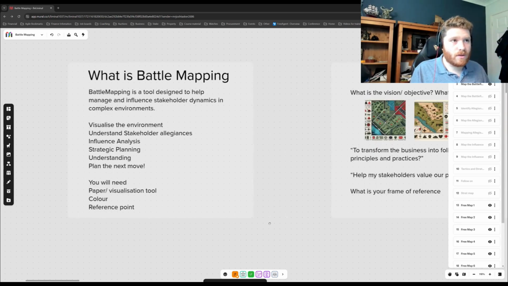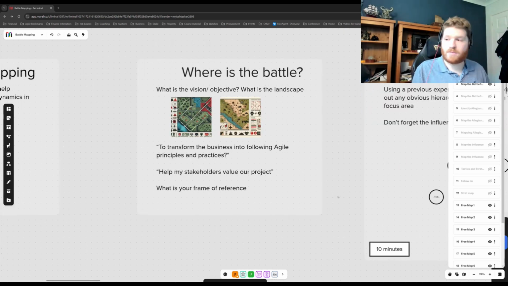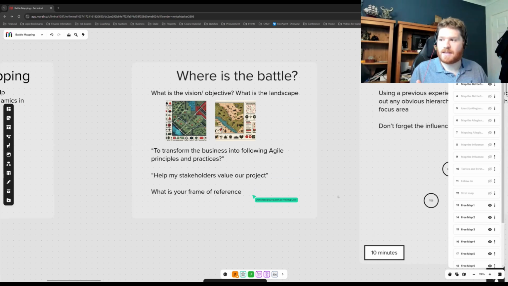What we start off with on a battle map is, well, where is this battle taking place? What I mean by that is, what is the context of the vision, or what is the landscape that you're in? As an example, it may be that you are going into an organization to say, hey, I'm here to do an agile transformation around principles and practices, or it is simply that I'm trying to understand why a particular stakeholder just isn't playing nice within my team. So you may have particular concepts that you put around this map.